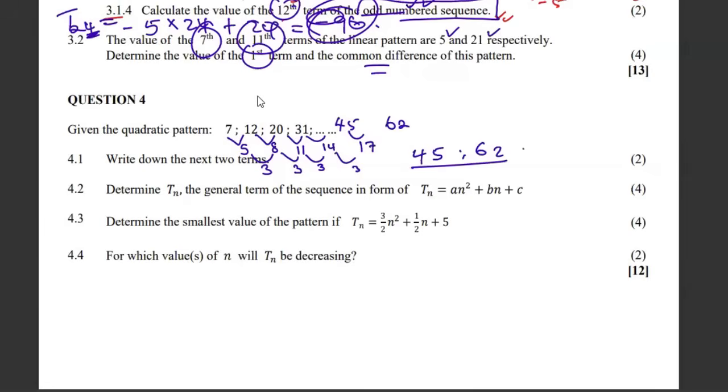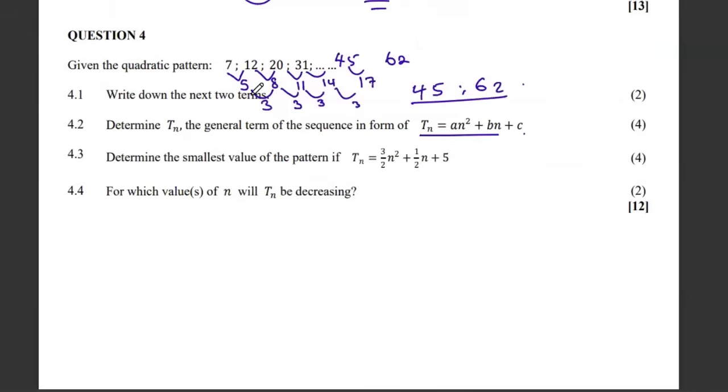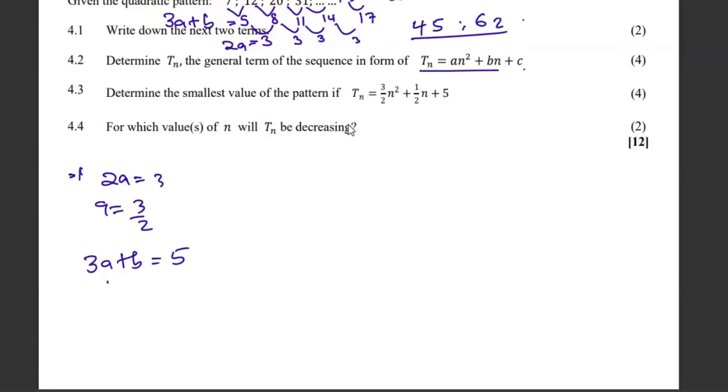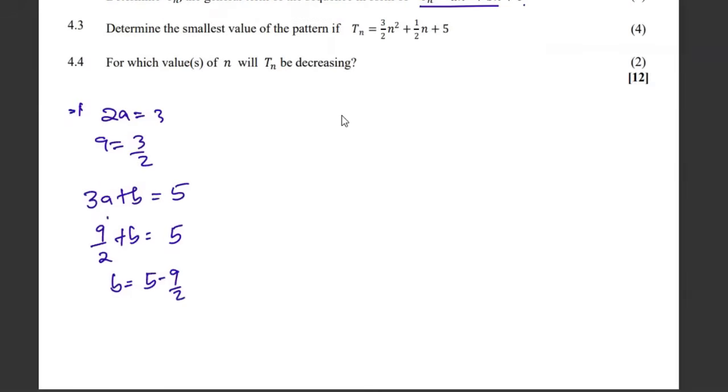And then they want us to get the general term. So what we know is that this 3 should be equated to 2a, the 5 should be equated to 3a plus b, and the 7 should be a plus b plus c. So we start and say that 2a is 3, divide both sides by 2, a is 3 over 2. And then 3a plus b should be 5. So 3 times 3 over 2 is 9 over 2 plus b is 5, meaning that b is 5 minus 9 over 2, which becomes just a half, because 10 minus 9 over 2 is a half.